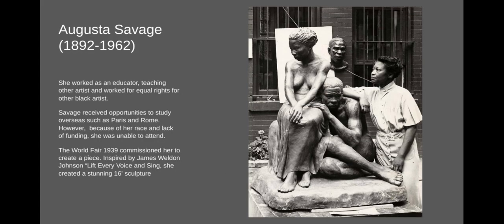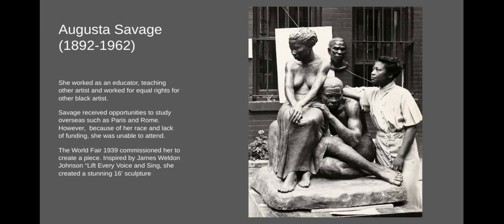Next, we have Augusta Savage. She worked as an educator, teaching other artists, and worked for equal rights for other Black artists. Savage received opportunities to study overseas, such as Paris and Rome. However, because of her race and lack of funding, she was unable to attend.